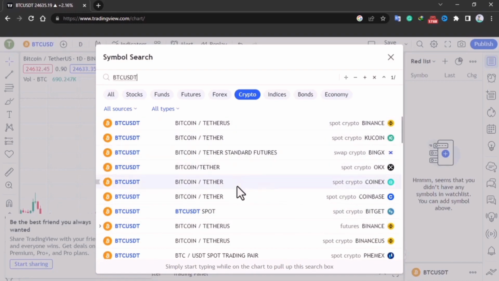First, you can see BTC to USDT. The feed is coming from Binance Exchange, which is one of the popular exchanges. Then you can see the same from KuCoin, the same from BingX, the same from OKX. These are all different trading platforms, let's say exchanges. Are there any differences in the feeds?